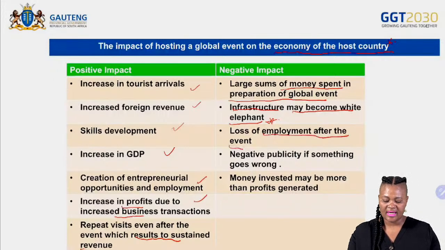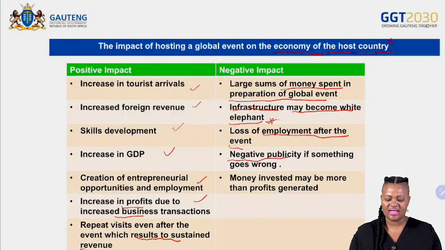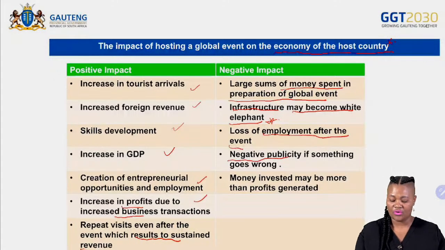And then there'll be negative publicity if something goes wrong. So, as we mentioned before, negative publicity if something goes wrong. And remember that the country has invested large amounts of money. So, if something goes wrong and there's negative publicity, it does have an economic impact on that particular host country, because negative publicity would mean that maybe people start running away from the global event, or they don't come just because of the negative publicity.